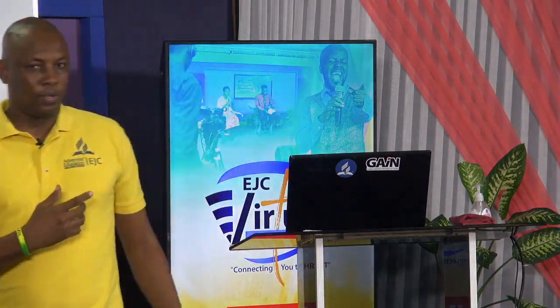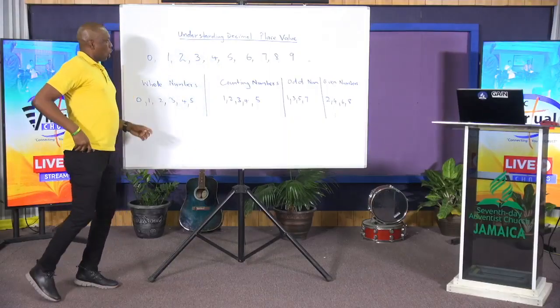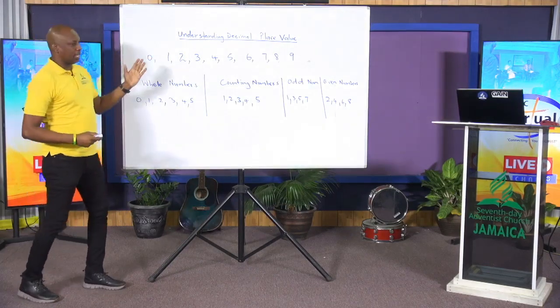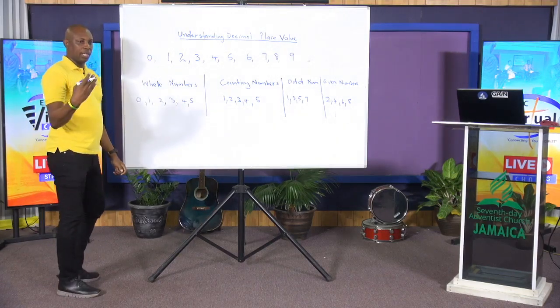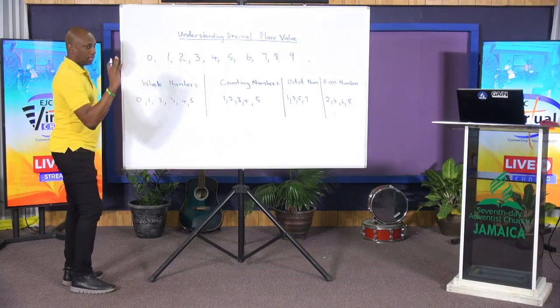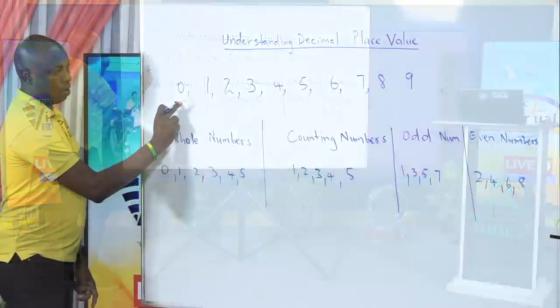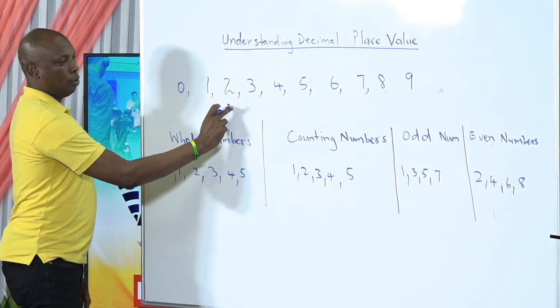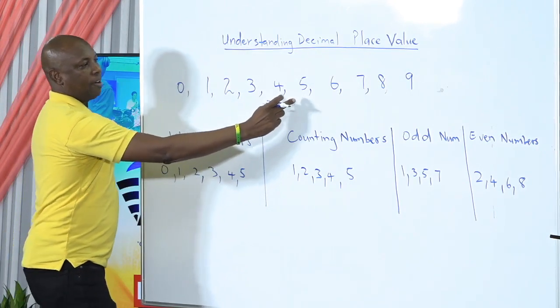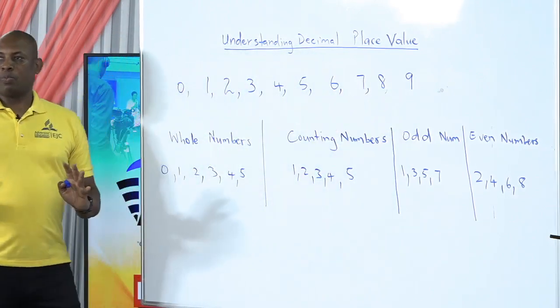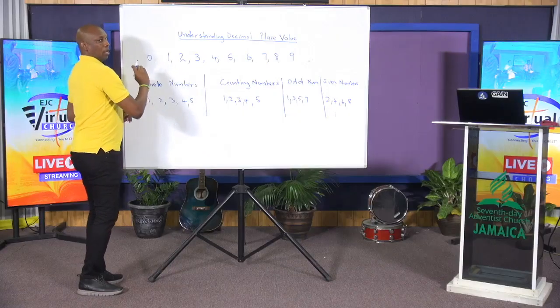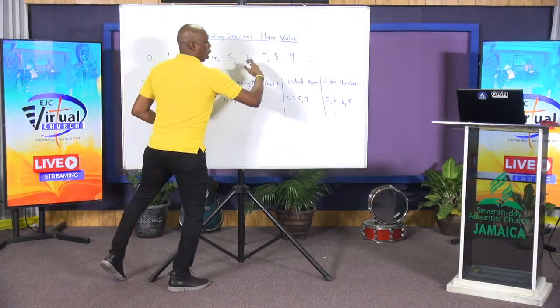Amen. So we are going to be doing some recap. As I said earlier, our topic is understanding decimal place value. Our number system works with 10 digits. These digits are 0, 1, 2, 3, 4, 5, 6, 7, 8, 9. Whatever numbers we are using, we will use these digits to create all the numbers.